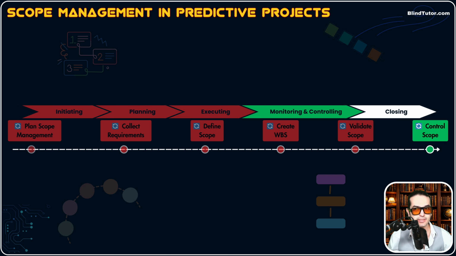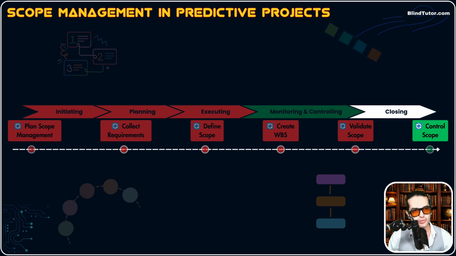Then in create WBS process, we created 3 documents: WBS, WBS dictionary, which is a supporting document for a WBS, and scope baseline, which includes a scope statement, WBS, and WBS dictionary, and is a reference point to compare the actual work our team does with that planned work. Okay, scope baseline is that planned work. After that, we validated our scope. We presented verified deliverables, those deliverables that met our internal quality standards, to our stakeholders, and stakeholders inspected those verified deliverables and either accepted, rejected, or conditionally accepted those deliverables.